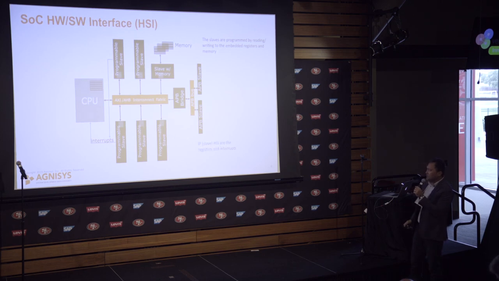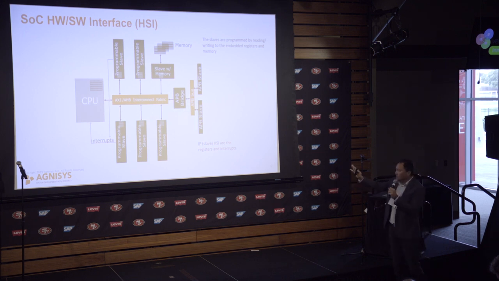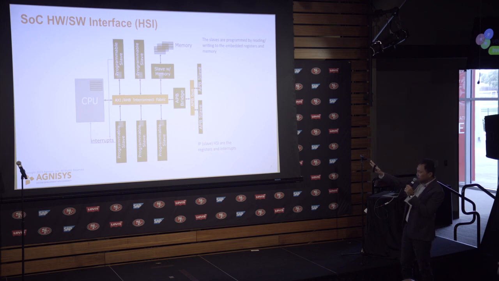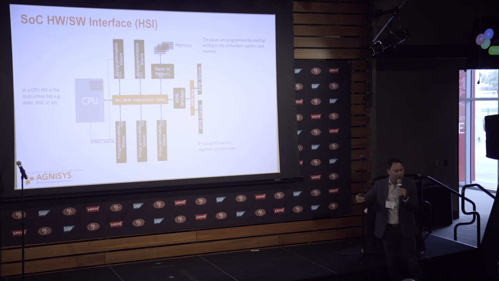The way we see this hardware-software interface, at the center is the interconnect fabric. On the interconnect fabric, of course, there's the CPU on the software side, and then the IP slaves on the hardware side. There are a lot of embedded registers on the programmable slaves on the IP. On the software side, the HSI that we see is the CPU instruction set, all of those instructions from the software executing on the CPU. On the hardware side, there are the registers and interrupts, as you see here.